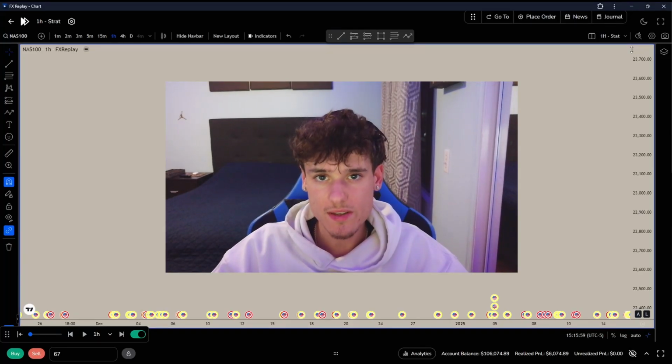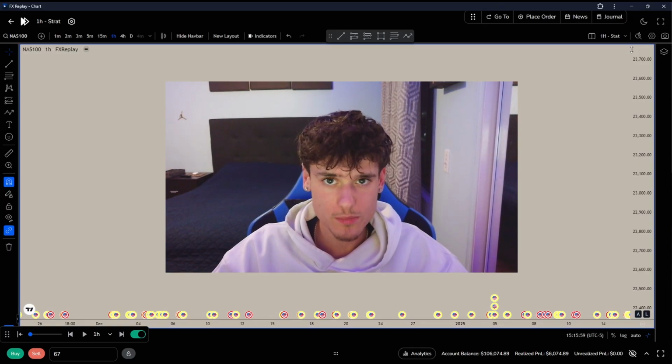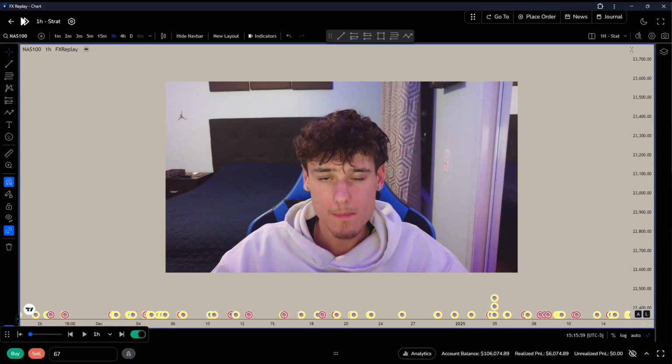This is the top 4 ICT concepts that you need. I don't care what anyone else has to say. These are the only ones that you need in ICT to make a profitable strategy and actually be successful in the market. It's buy-side liquidity with sell-side liquidity, of course, market structure shifts, inversion fair value gaps, and SMTs.